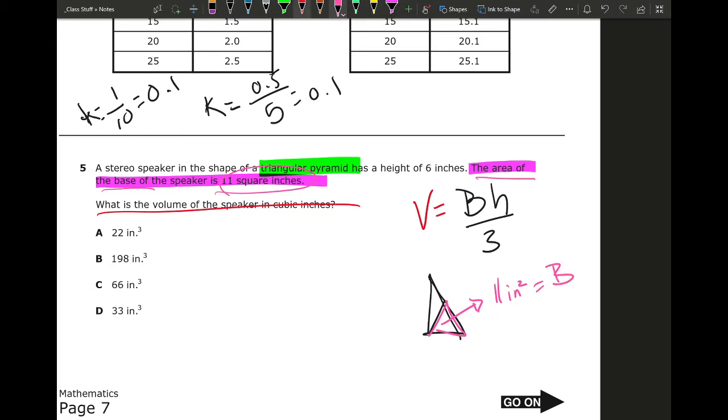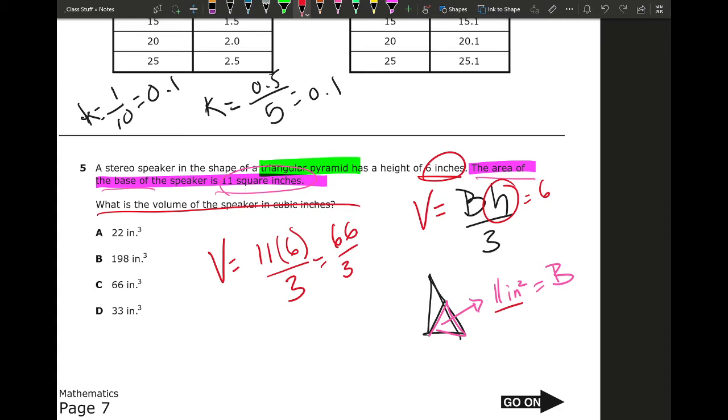They give you the height of the pyramid, which is 6 inches. So all we have to do now is multiply and divide. To find the volume, I'm going to take the 11, which is the area of the base, multiply by the height of the pyramid, which is 6, and then divide by 3. 11 times 6 is 66, divided by 3 gives you, look at the answer choices.